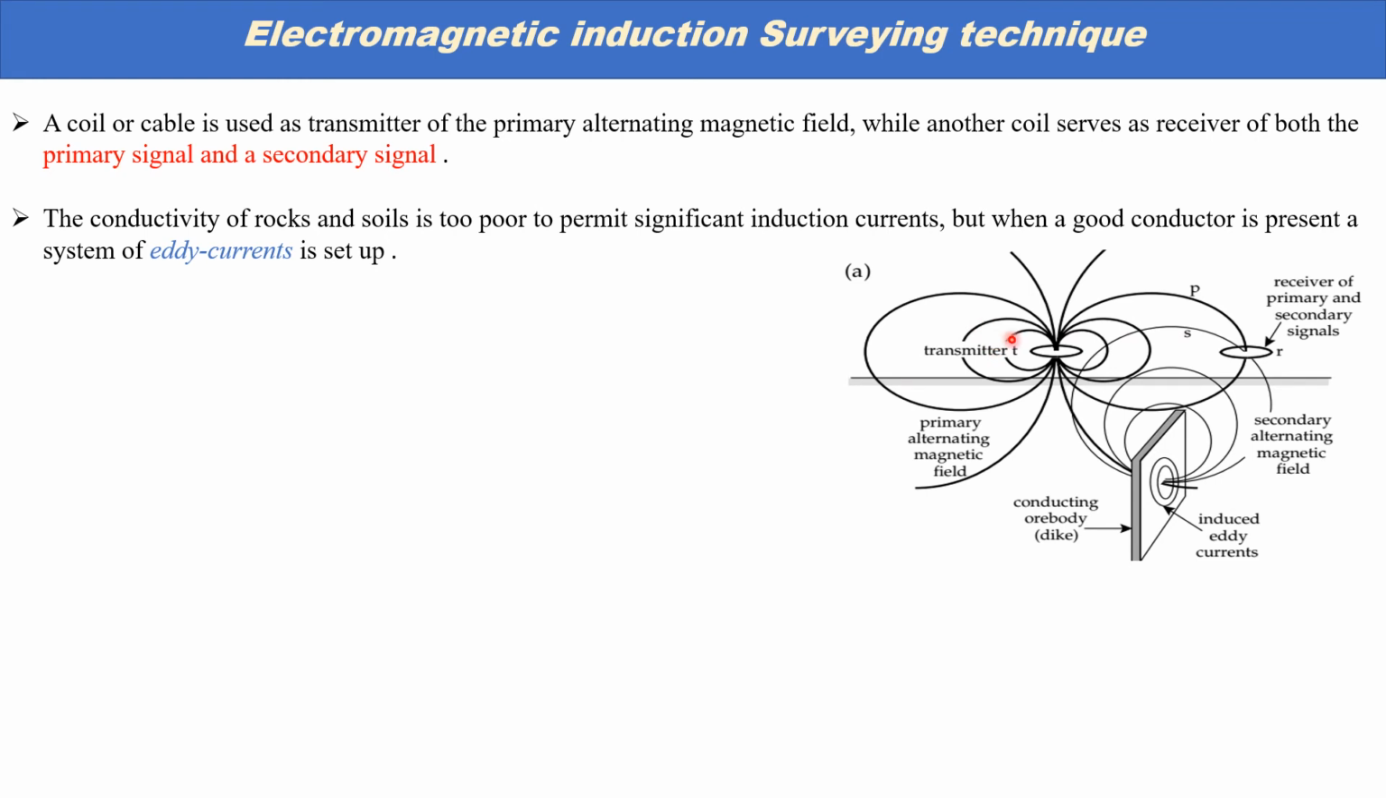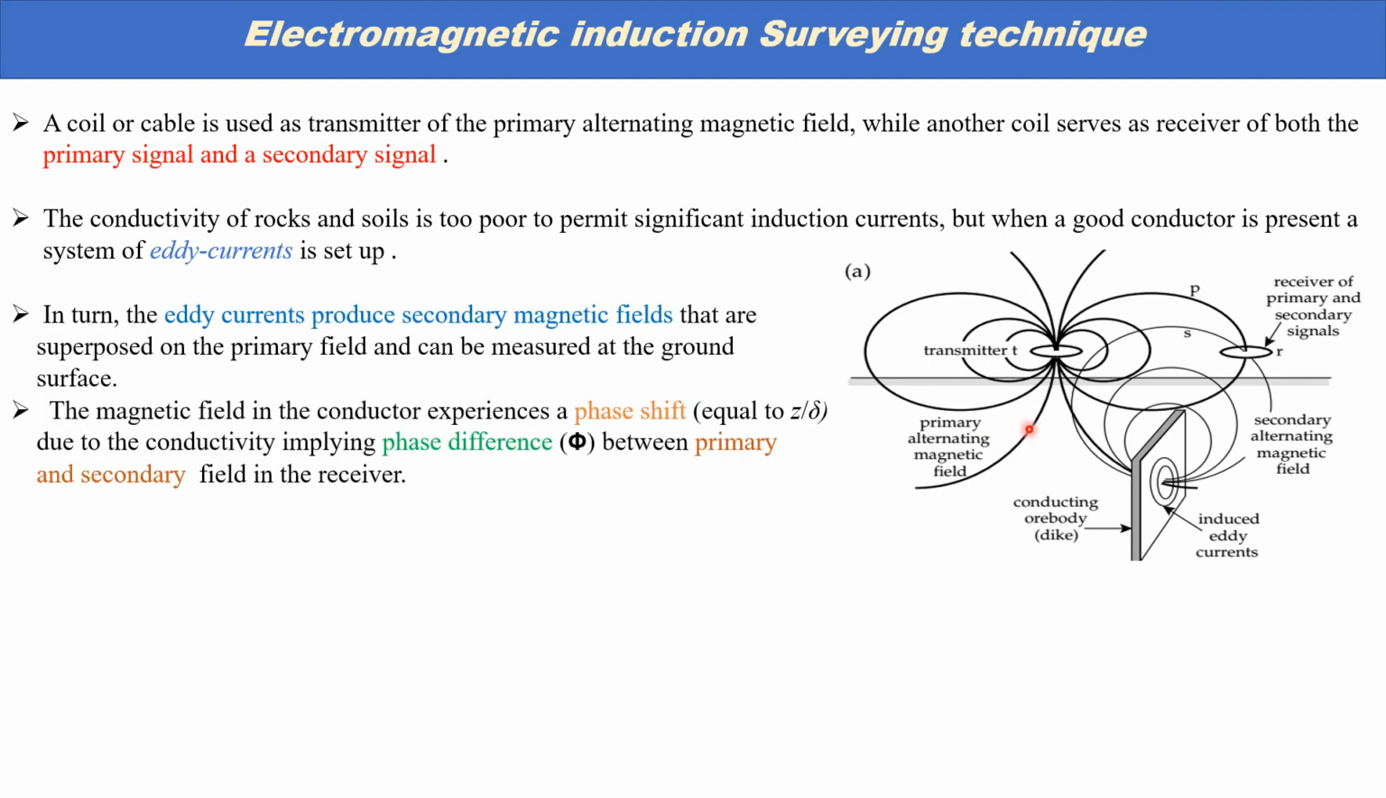Pictorially, you can see this is the primary alternating magnetic field, and the receiver gets both the primary signal and the secondary signal. Now if there is a conductor, an eddy current will be induced. For the conducting ore body, this secondary alternating magnetic field will be detected in the receiver. So the receiver will detect both the primary, P means primary, S means secondary, and T means transmitter. Very simply, I am just going through the basics. There is a lot more within that, but I am not going deep into the survey. Only for your convenience, I am telling the basics of how it is carried out.